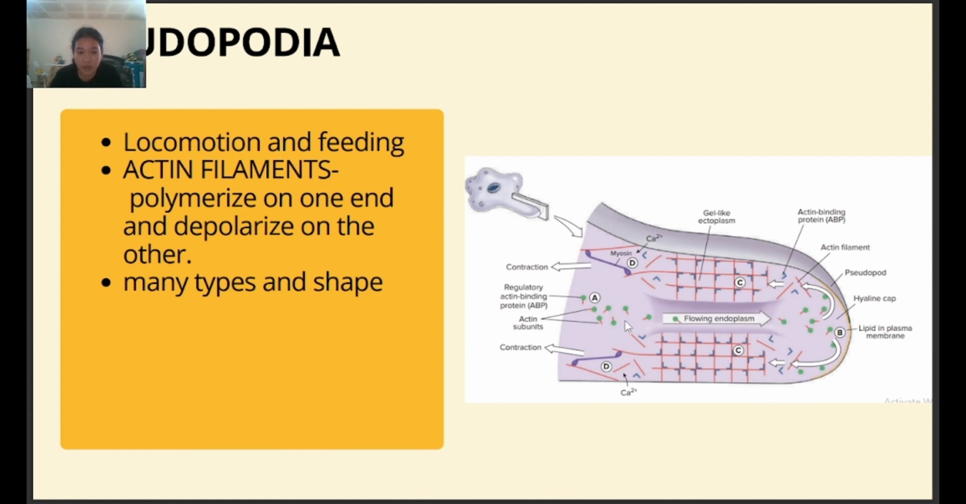It is cup-like, and it will depolymerize, no? We'll go through some of those steps in a second. They're also used for locomotion and feeding. And they vary in shapes. Some of them are lobular. If you look at an amoeba, it is dense, and some can be more spiky, some are thick, some are thin.